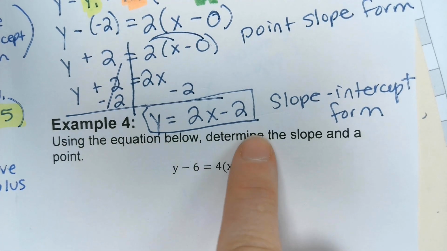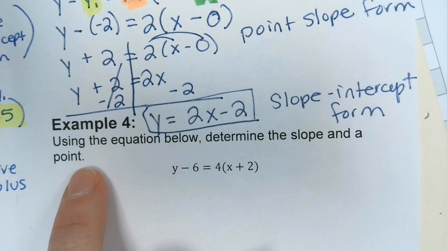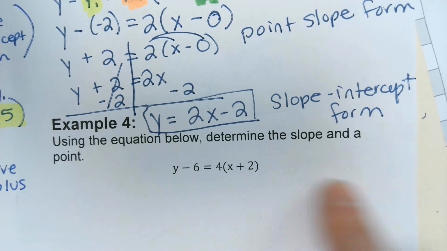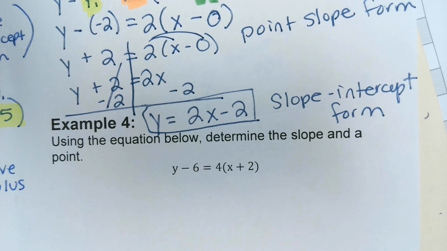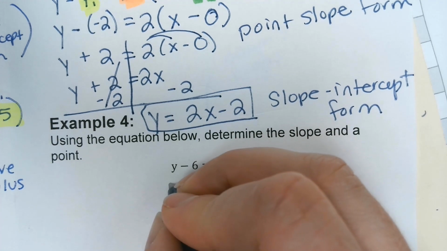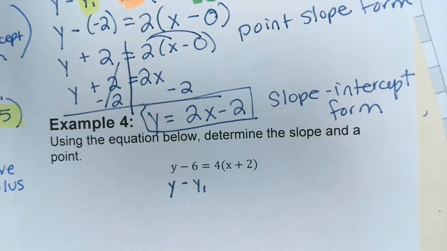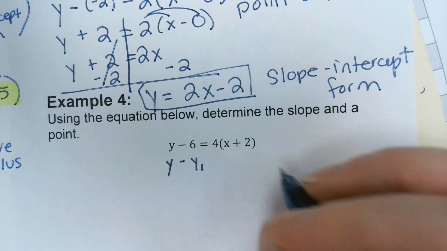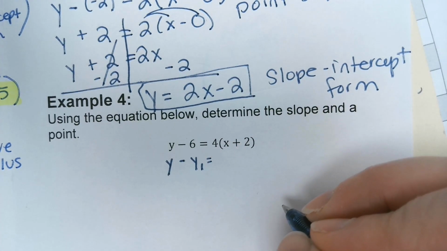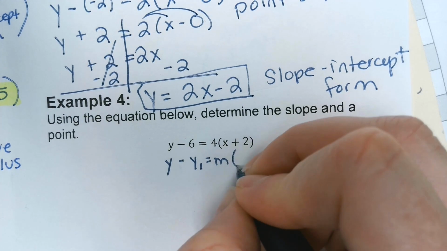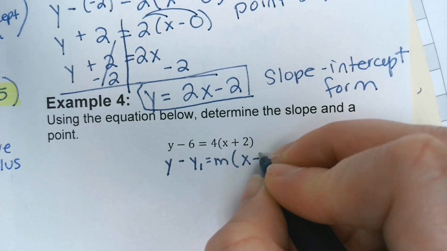All right, our last example. Using the equation below, determine the slope and a point. So what I'm going to do is I'm going to write the formula right underneath. Y'all stay with me. This is our last example. Let's write our formula. y minus y1 equals m, parentheses, x minus x1.